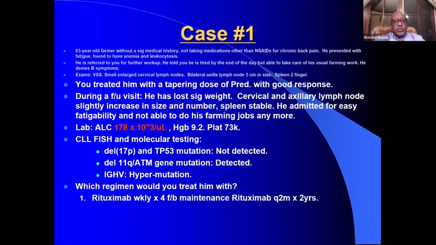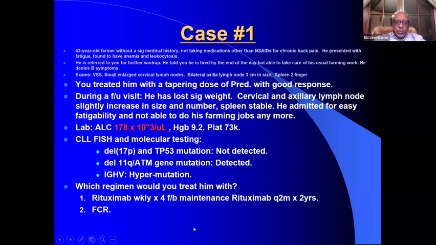Would you treat him with rituximab weekly times 4, followed by maintenance rituximab every 2 months for 2 years? Please choose. When you choose, it helps you. Believe me, it helps you. Even if you answer wrong, you remember it better. So rituximab weekly times 4, followed by maintenance rituximab every 2 months for 2 years. Or would you treat him with FCR chemotherapy?